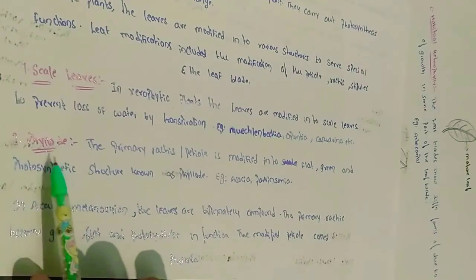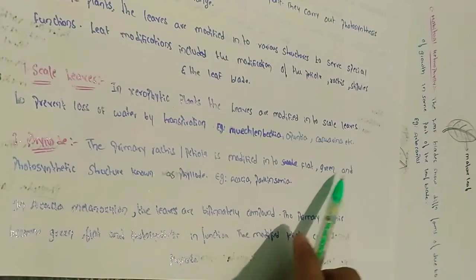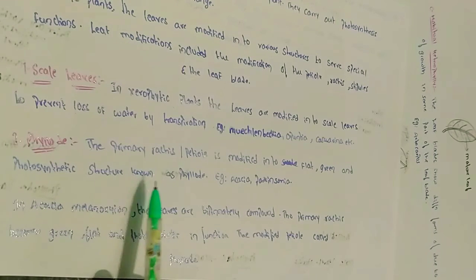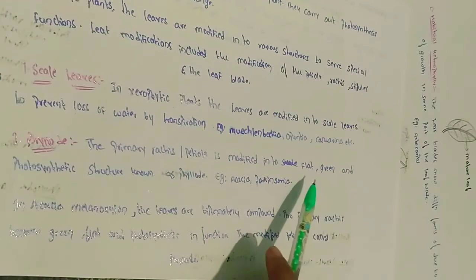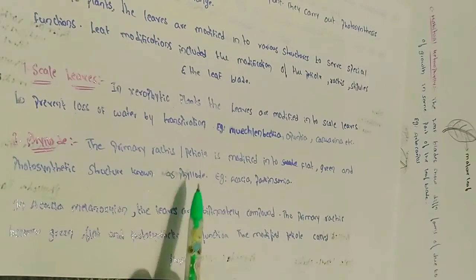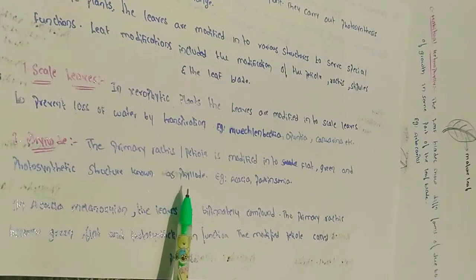Next, second type, phyllodes. The primary rachis or petiole is modified into a flat, green and photosynthetic structure. The primary rachis means the stem of the leaf, or a petiole. It is modified into a flat, green and photosynthetic structure known as phyllodes.